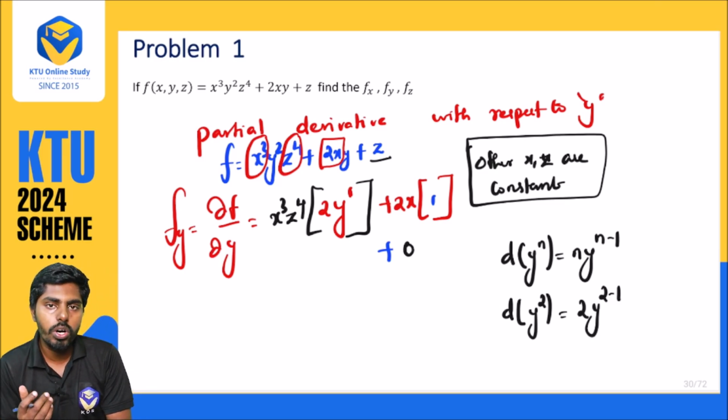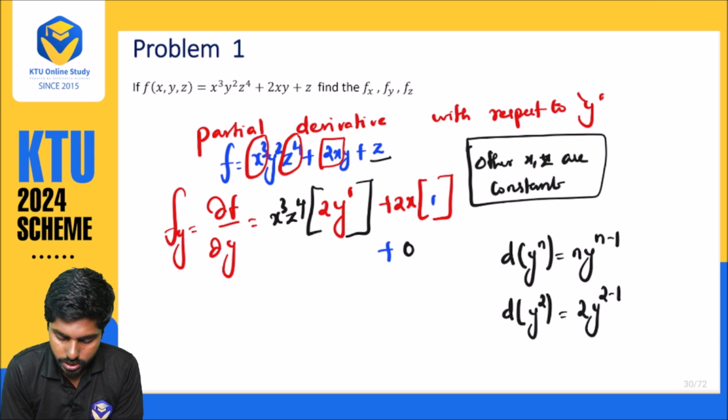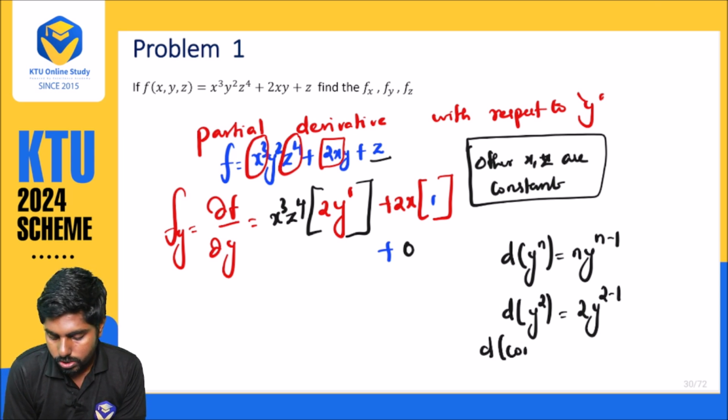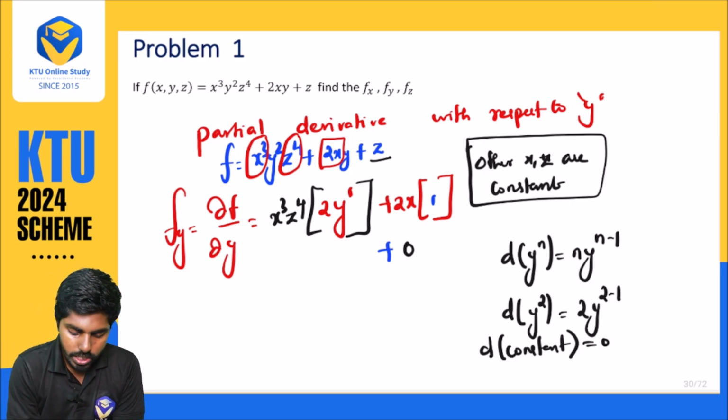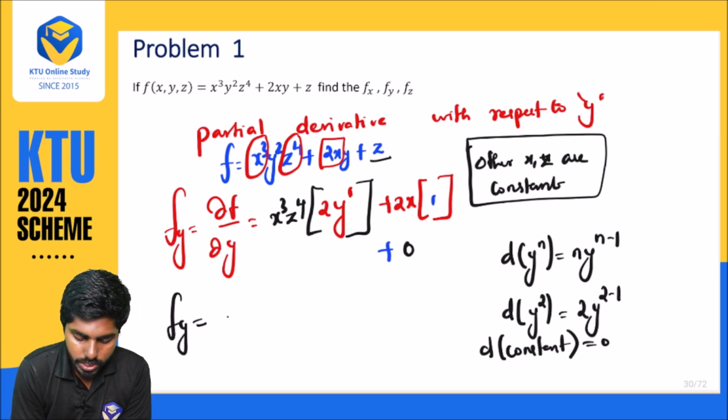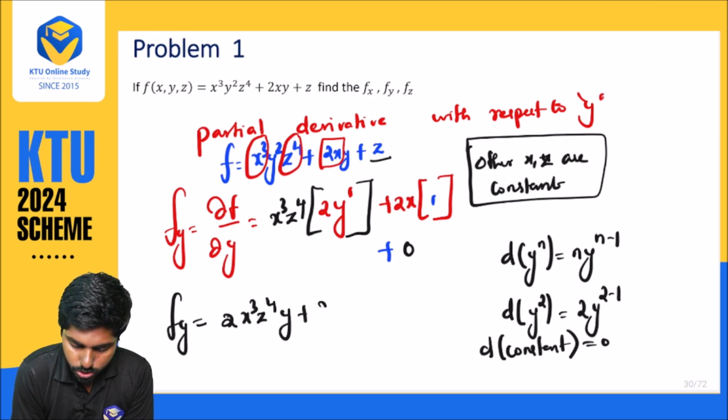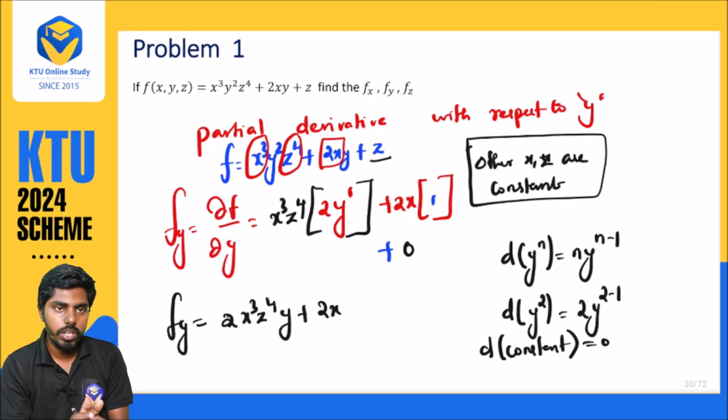The differentiation of a constant term becomes 0. So that is the thing: the differentiation of a constant is equal to 0. Taking the other terms as constants, z will automatically become 0. So what is our f of y? F of y is nothing but 2x cube z power 4 into y plus 2x. So this is our f of y.